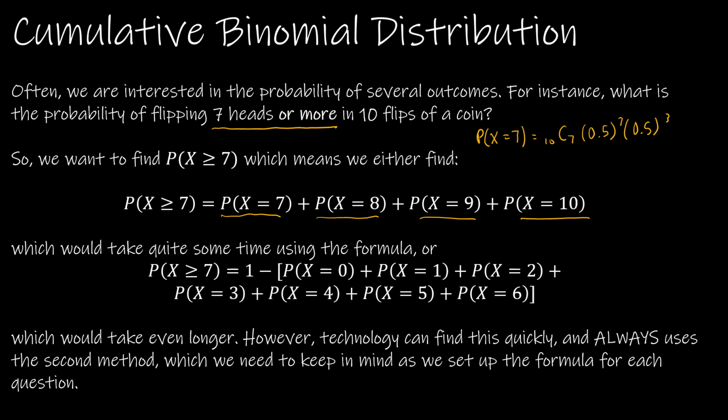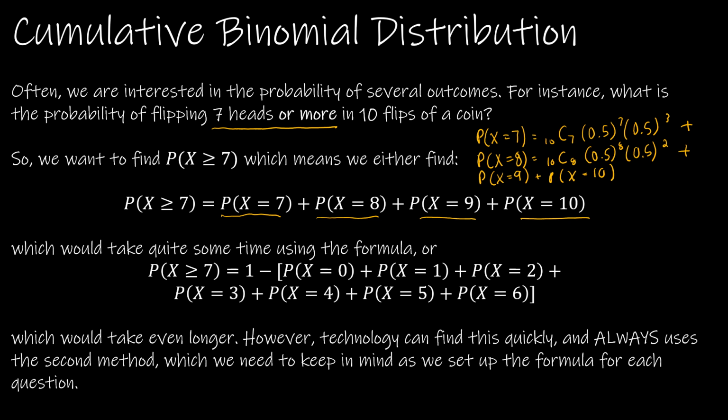And then 10 choose 8, 0.5 to the 8, 0.5 to the 10 minus 8, which is 2. I would take that value and add it to the probability that x equals 9 and the probability that x equals 10. Now, it wouldn't be horrible to do that. It would take a little bit of time, but it's only 4 outcomes.